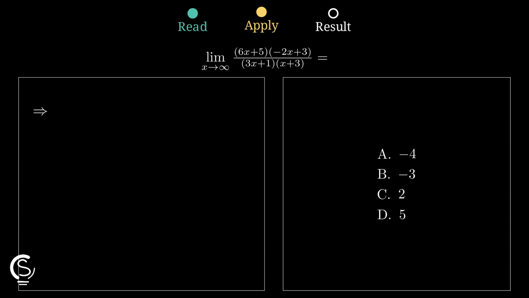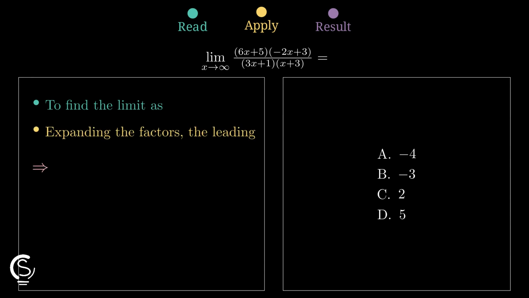In the numerator, 6x times negative 2x gives us negative 12x squared. In the denominator, 3x times x gives us 3x squared. These are our dominant terms. Since degrees are both 2, divide the coefficients. Negative 12 divided by 3 equals negative 4. Option A is the final answer.